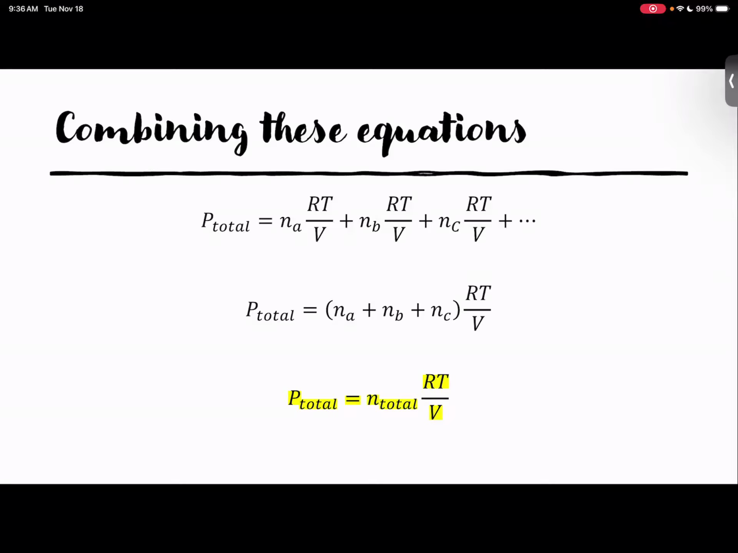When you do so, P total, therefore, is equal to the moles of A plus moles of B plus moles of C times the constant RT over V. In other words, we can get a pressure of the total room by knowing the moles of the gases in the room times RT over V. Questions?